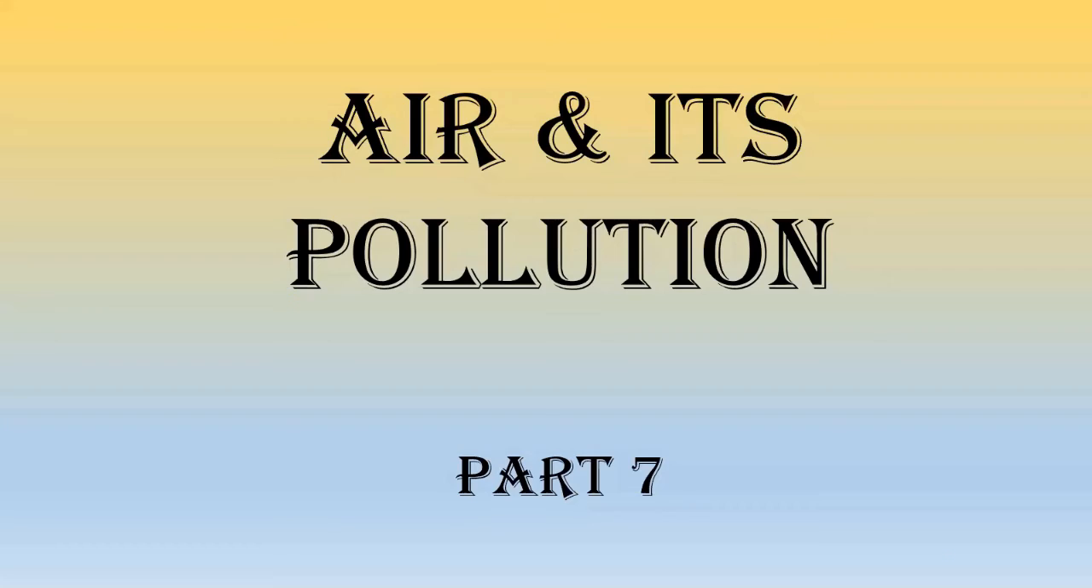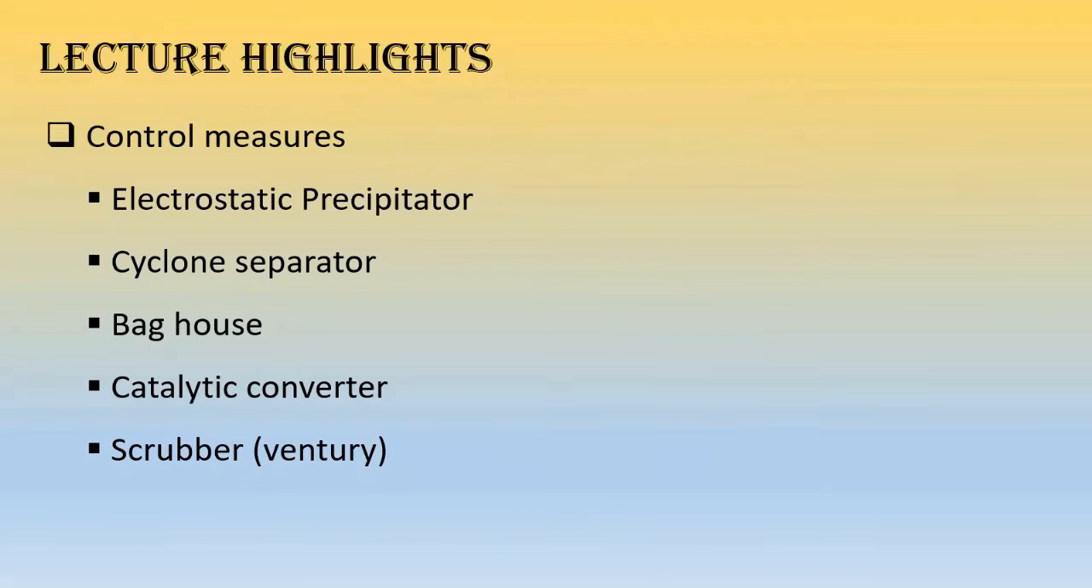As you can see, the lecture is Air and its Pollution Part 7, and the lecture highlights contain the control measures. This particular lecture is basically devoted totally to the control measures, that how we can check and control air pollution. This is to be discussed in detail in the lecture that we are having today. So let us go to the lecture details, and as we can see, it's clearly mentioned on your screen that control measures we are doing.